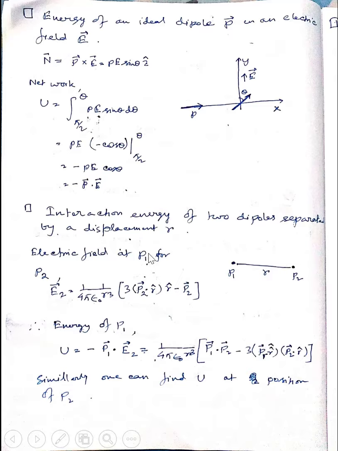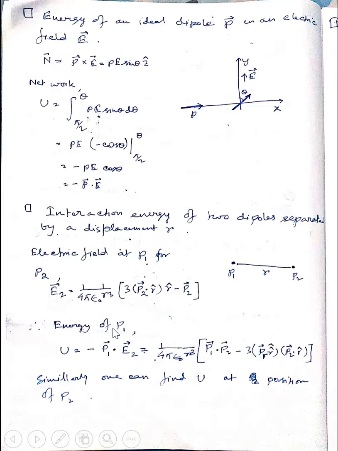Already we have found the electric field for a dipole, and first of all I want to find the interaction energy at the P1 position. So the electric field at P1 is due to P2; there will be only the electric field of P2. I'm writing this as E2. It is written this way. Already we have found this equation, we have just replaced P with P2.